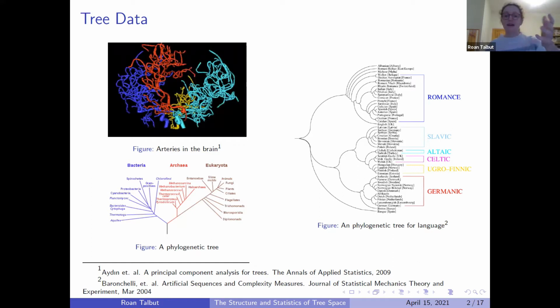So on this slide here, I've got the arteries in the brain as one example. And this is one example where we can actually identify the exact tree through image processing or whatever. I'm not an expert on that. But we can identify the exact lengths of each of the edges in our tree and exactly where all of the splits are happening.